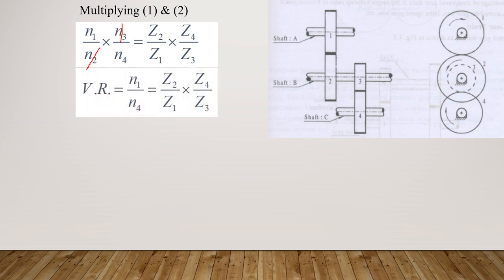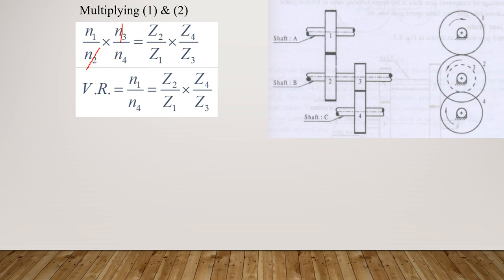So writing the final velocity ratio, that is N1 by N4, will be equal to Z2 by Z1 into Z4 by Z3. So what do you understand by this? See here, velocity ratio N1 by N4.